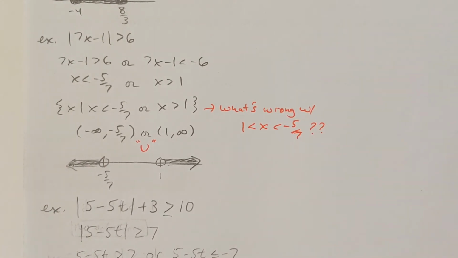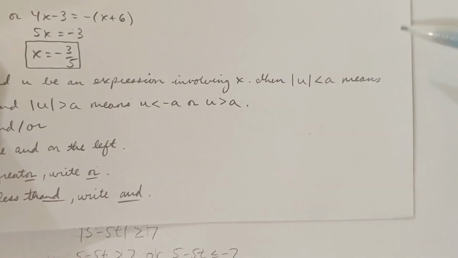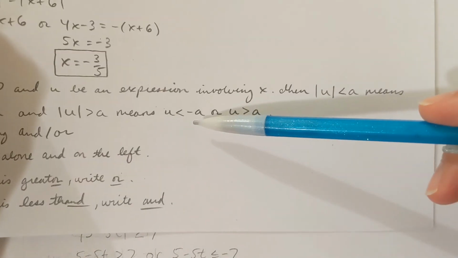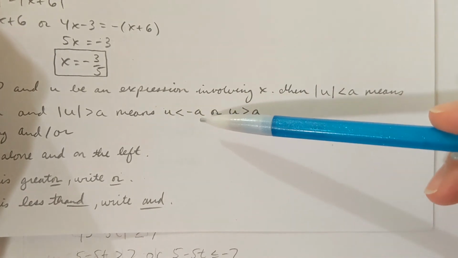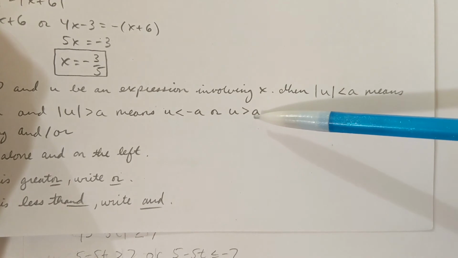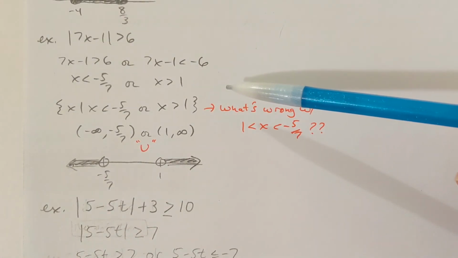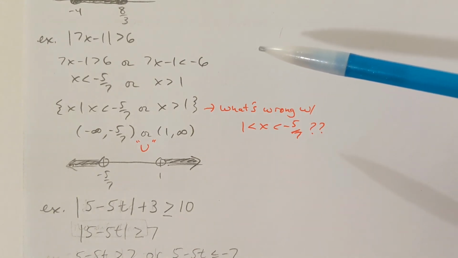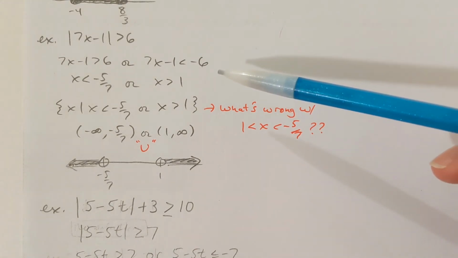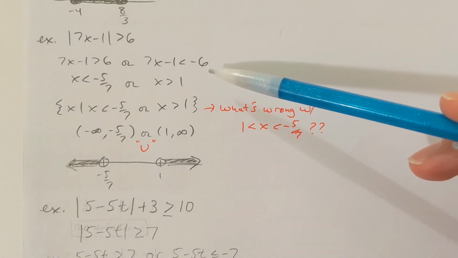Okay, so another example about the absolute value of 7x minus 1 greater than 6. So here's my other inequality that I need to know. The absolute value of u greater than a means that u is less than negative a, or u is greater than a. Okay, well, that's what I've got. Or is a key word. So 7x minus 1 greater than 6, or 7x minus 1 less than negative 6.